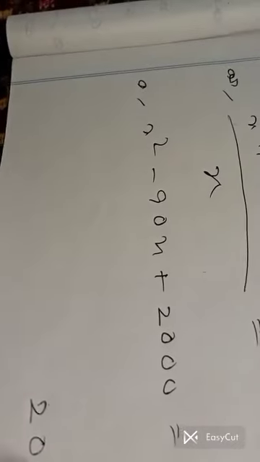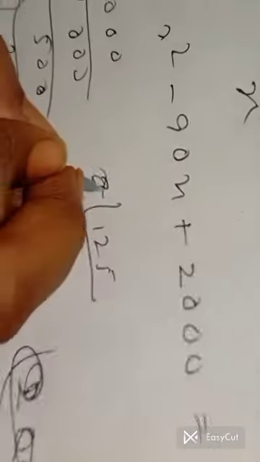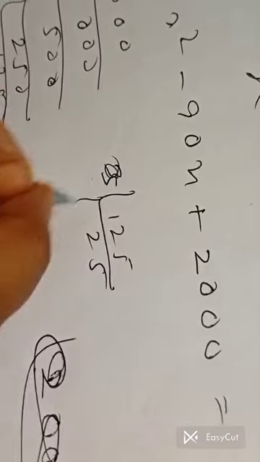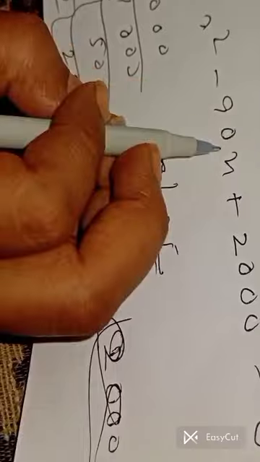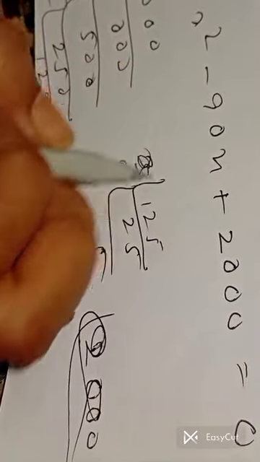Okay, so after this, what do we do? We need to find the factors of 2000. 2000, 2, 500, 2, 250, 2, 125, 5, 25, again 5, 5. So we need to make the equation such that we get two factors which, if we add them, come to 90.